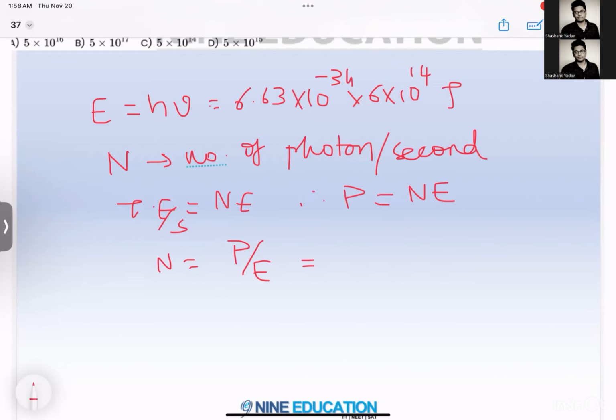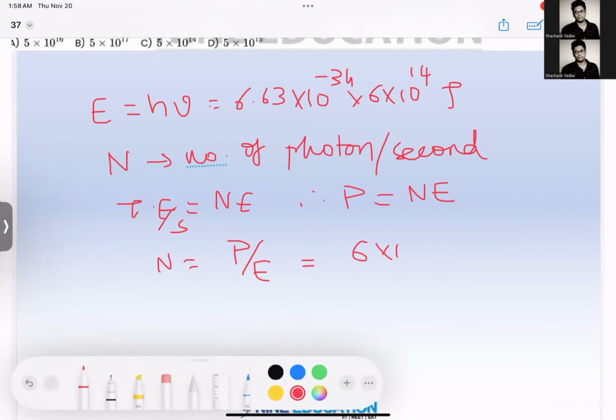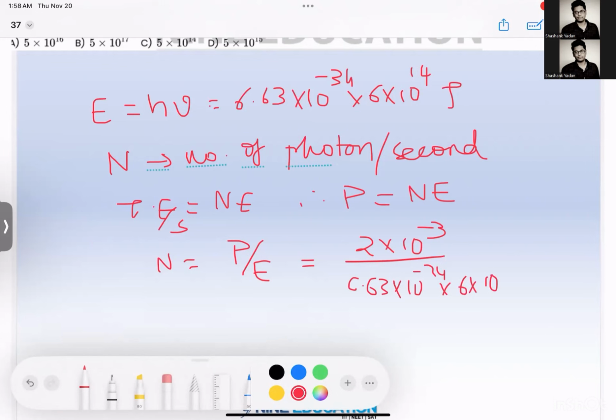Power value and E value are given. Here, power value is given as 2 into 10 power minus 3 divided by energy, which is 6.63 into 10 power minus 34 into 6 into 10 power 14. That will give us 5 into 10 power 15. Therefore, answer is D.